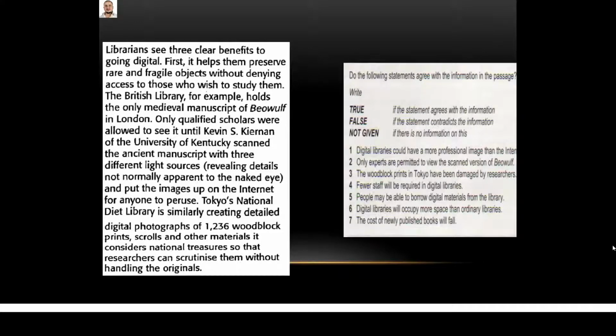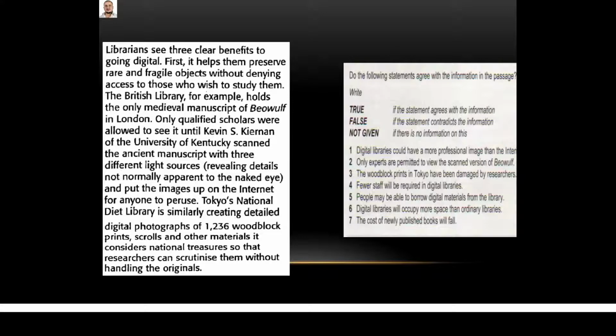Let's see firstly. It says here, number 2, only experts are permitted. And here it says the only medieval manuscript of Beowulf, only qualified scholars were allowed. The statement, the question, is in simple present, and the passage talks about something in the simple past. The difference in tenses gives 90% that the sentence is the opposite.